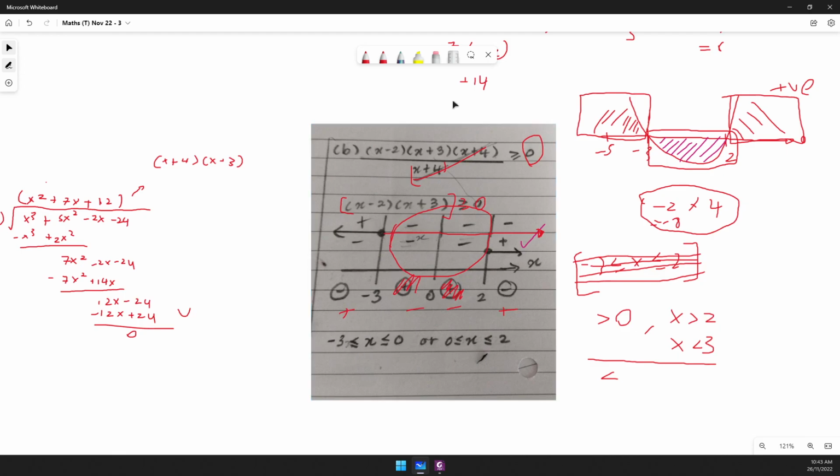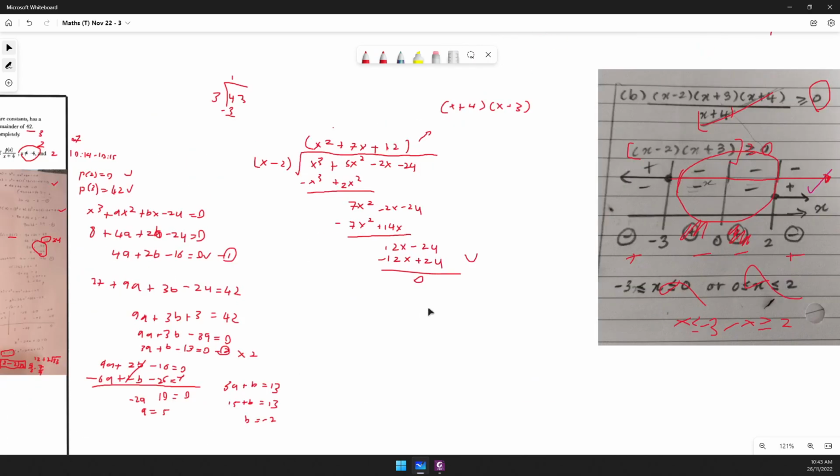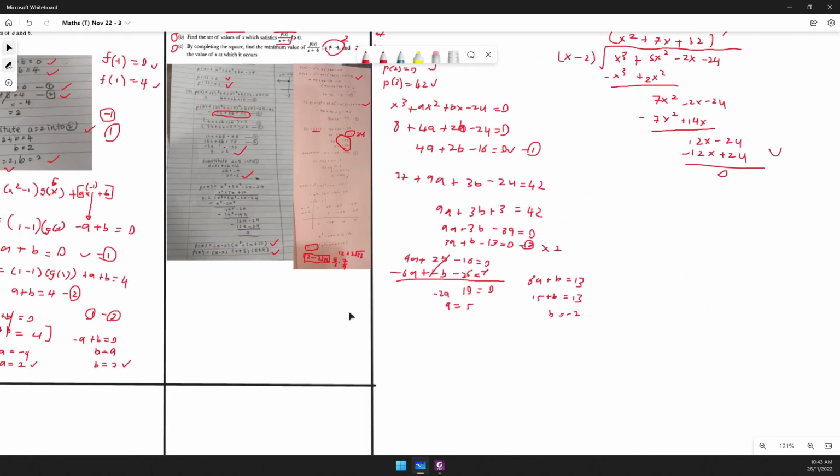Oh wait, not like this. This one is wrong. So it should be x more than or equal to 2 and x less than negative 3. The best thing about maths, if you make a mistake, you can always test it.